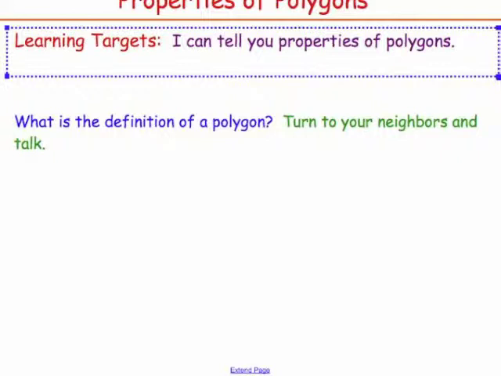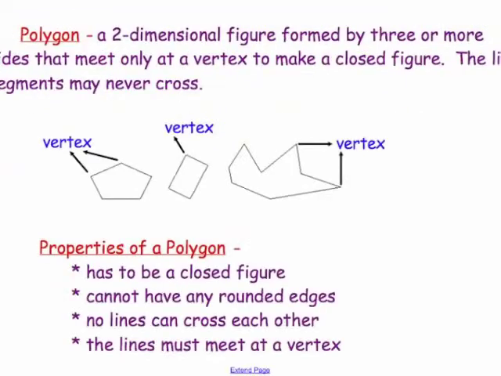Well, what is a polygon? Do you know? A polygon is actually, and I'm sorry this is cut off a little bit, a 2-dimensional figure formed by 3 or more sides that meet only at a vertex to make a closed figure. The line segments may never cross.